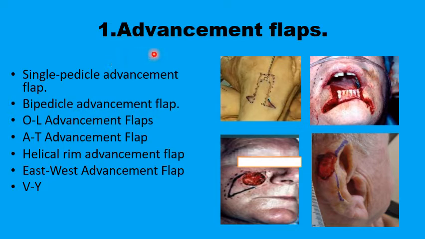The first group is the advancement flaps group, including a single unipedicle advancement flap or a bipedicle, two advancement flaps meeting in the midline, or the island flap, a V to Y type of flap. We also have examples like the O to L advancement flap and the east-west advancement flap.